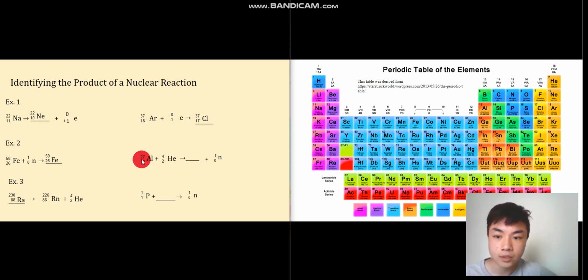We know that 27 plus 4 is just going to be 31. And then we know that something plus 1 has to equal 31, right? And that number can only be 30 because 31 minus 1 is going to be 30. And so the answer is going to be 30 over 15 for phosphorus.